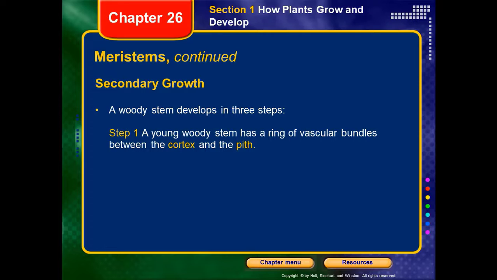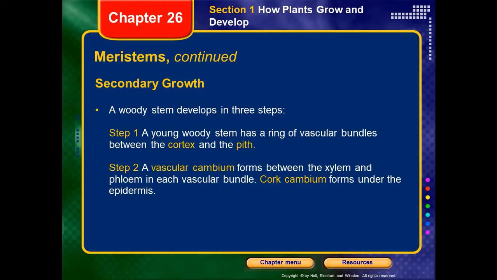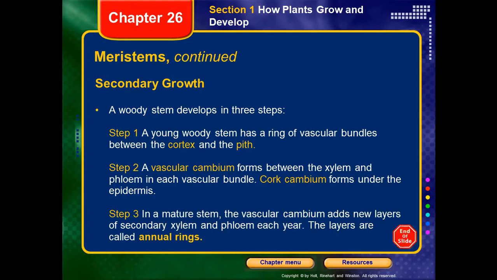First, a young woody stem has a ring of vascular bundles between cortex and the pith. The second, a vascular cambium forms between the xylem and phloem. In each vascular bundle, cork cambium forms under the epidermis. Third, in a mature stem, vascular cambium adds new layers of secondary xylem and phloem each year. The layers are called annual rings. You know it from 7th grade how we can count the annual rings and say the age of the plant.